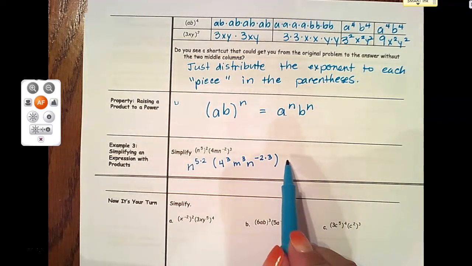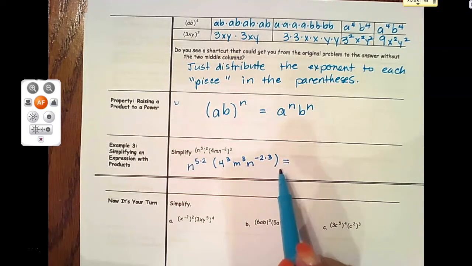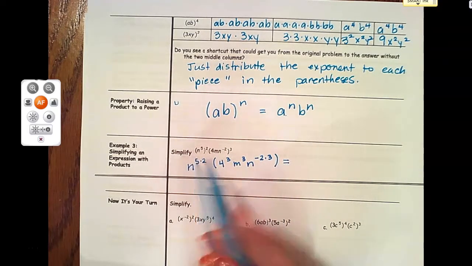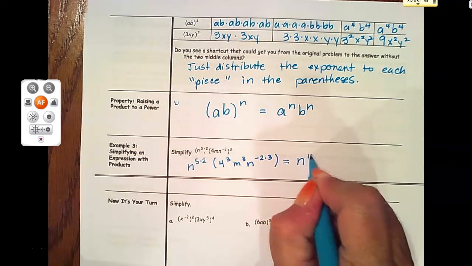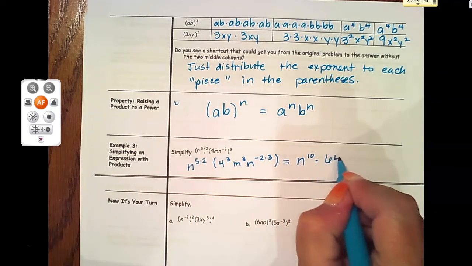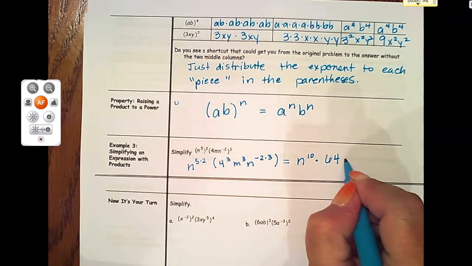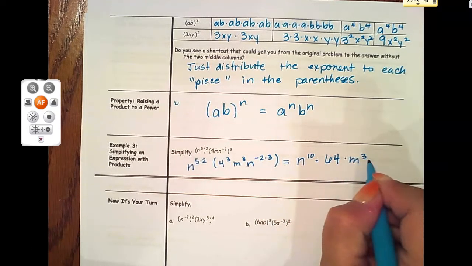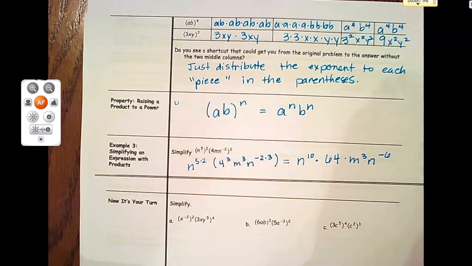So I'm definitely not finished here. I have too much stuff expanded out. So here I've got n to the 5 times 2, or n to the 10th. And then 4 to the third, we saw on the previous page, that's 64. M to the third, n to the -6th.